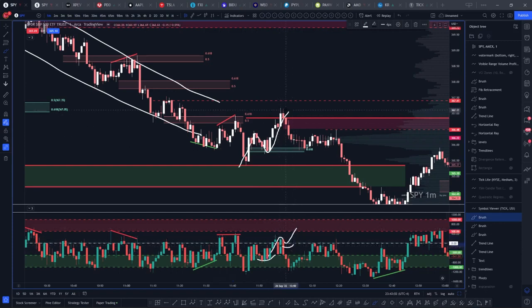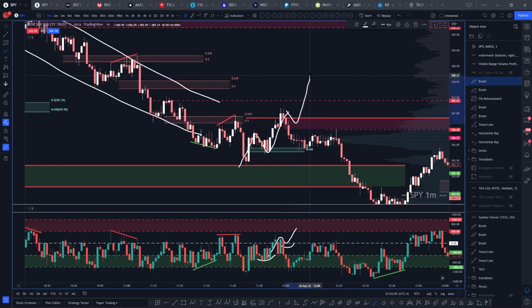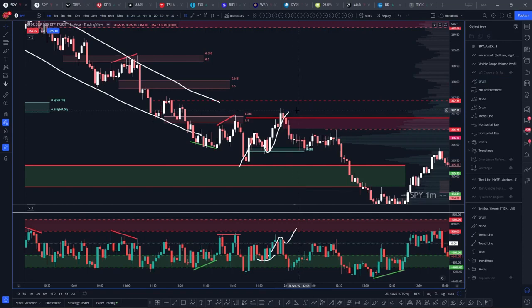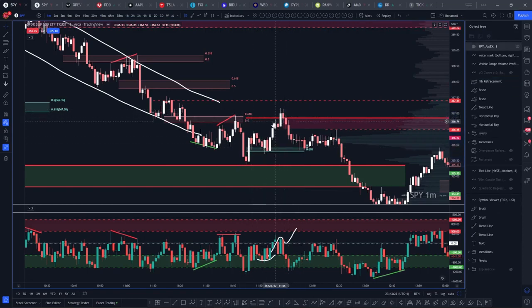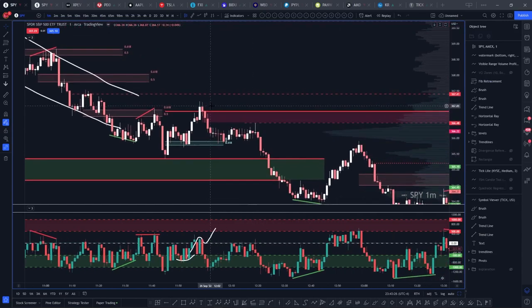If we got that continuation, we would have been able to get a squeeze probably all the way up to here off of this reversal, continuation out of our bearish trend. That would have been our downtrend break and retest right in here. But we didn't get that. We got a rejection from our previous high here into our resistance, and now a new level of resistance forms.